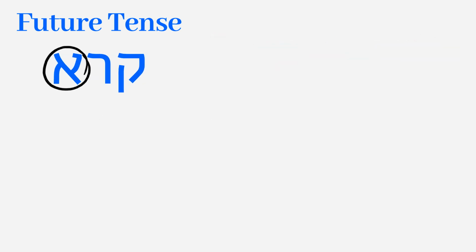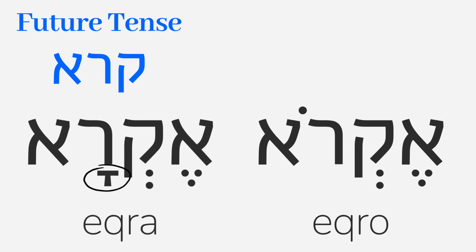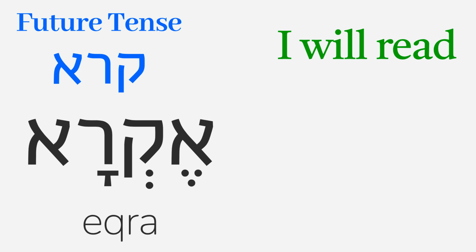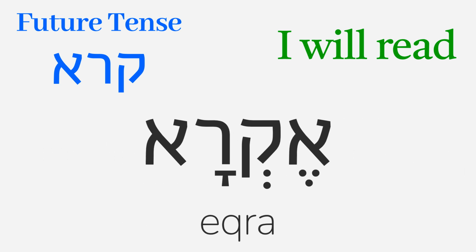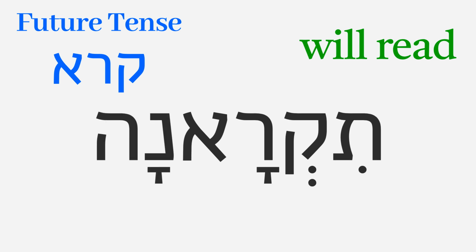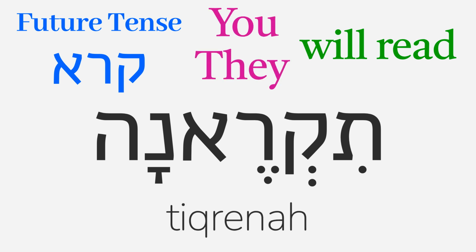If the last letter of a root is aleph, as in the root kuf resh aleph, which has a meaning of reading, the vowel on the second root letter will not be a cholam, but a kamatz. So I will read is not ekro with a cholam, but ekra with a kamatz. When we add a na ending to tikra, which means you will read masculine singular or she will read, the kamatz in tikra changes to a segol. So you will read feminine plural, or they will read in feminine form, is tikrena.